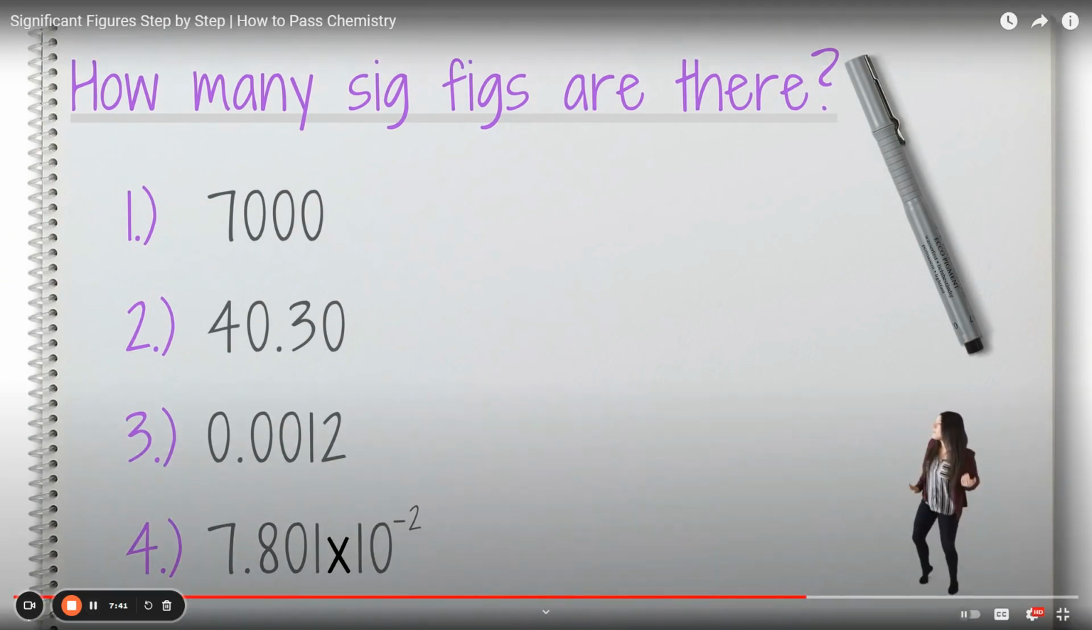All right. So this one is just asking how many sig figs. How many sig figs in question number one? One. Just the 7 counts. What about 2? 4. That one is 4. Everything counts. Number 3, 2. And number 4, 4. The 7.801. Remember the exponent in scientific notation, that part doesn't count toward the sig figs.